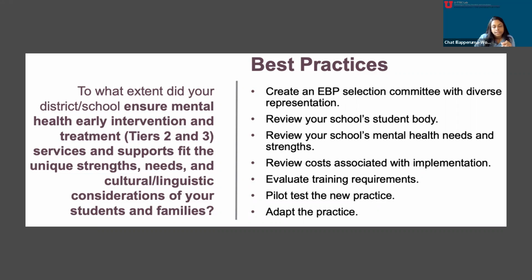Review your school's mental health needs and strengths. This is where a needs assessment, which we covered a couple of months ago, about doing needs assessment and resource mapping in your school, comes in. So identifying what your school's needs are, and then identifying what resources you have, which means your strengths, because that'll help put things in perspective about what you can offer given the diverse student body that you have.